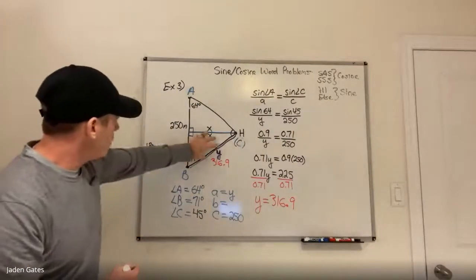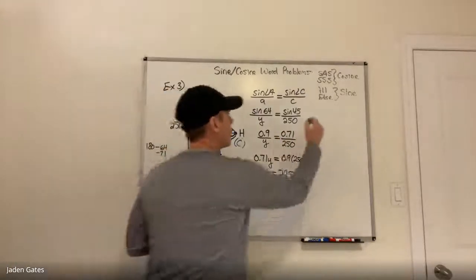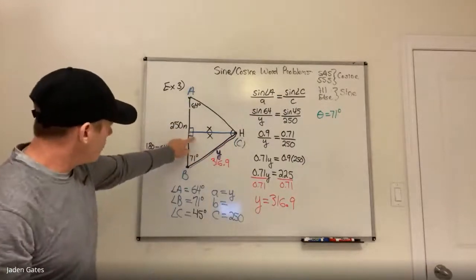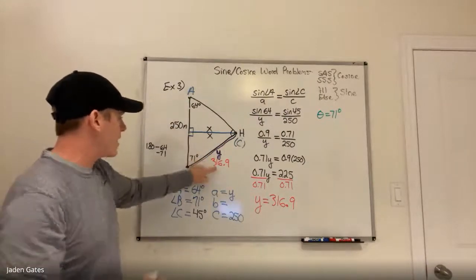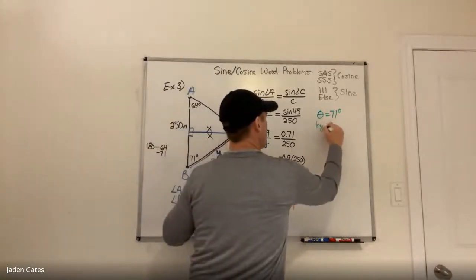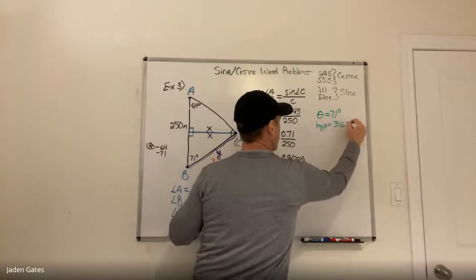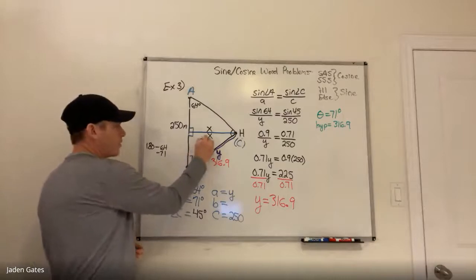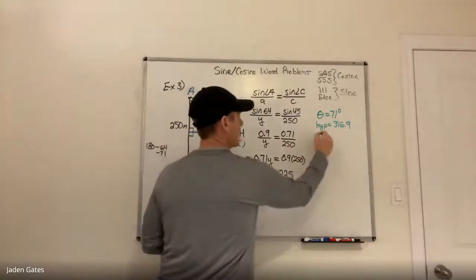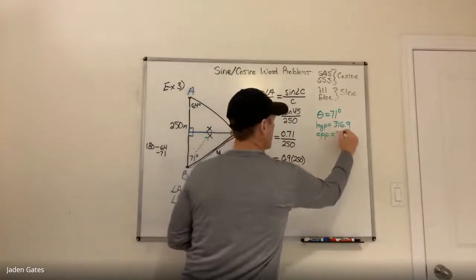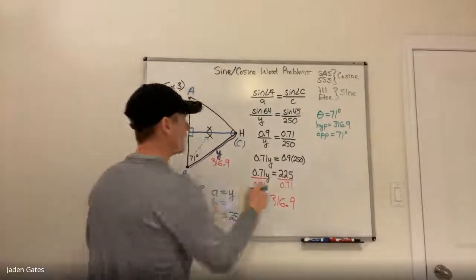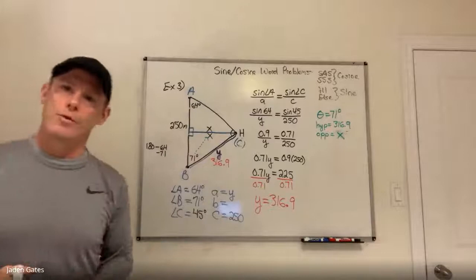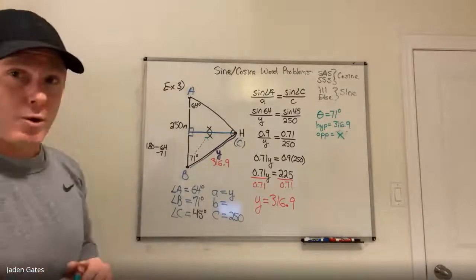So again, there's my angle. I'm looking at my small triangle here. There's my angle of 71 degrees. Across from the right angle is my 316.9. So that means that is my hypotenuse. And we want side x, which is across from the 71 degree angle. And so that would be my opposite. Oops, my opposite is x, not 71, that's my angle. There we go.